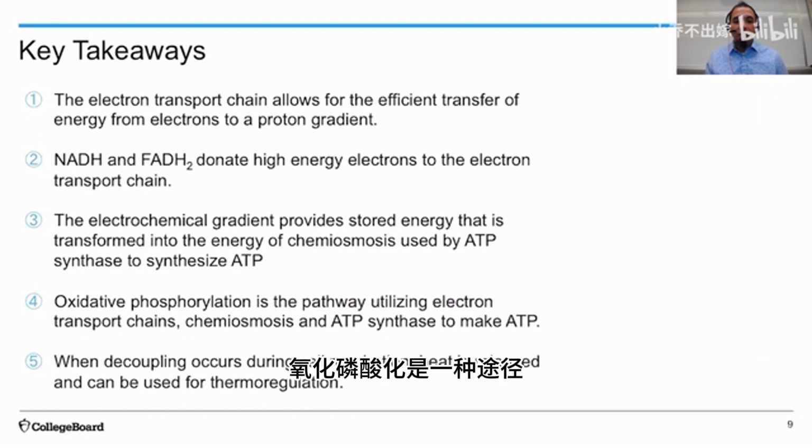Oxidative phosphorylation is a pathway utilizing electron transport chains, chemiosmosis, and ATP synthase to make ATP. I would go back a couple slides, draw that picture, and just label it with all these terms and try to explain it to yourself or explain it to somebody else. And finally, when decoupling occurs during cell respiration, heat is released that can be used for thermoregulation in endotherms like us. I know there's a lot of information in here. Pause the video, take your key takeaways, draw a picture, annotate it. But by practicing with this terminology, it'll hopefully stick.